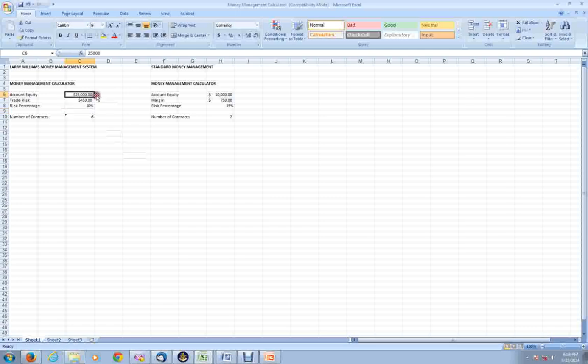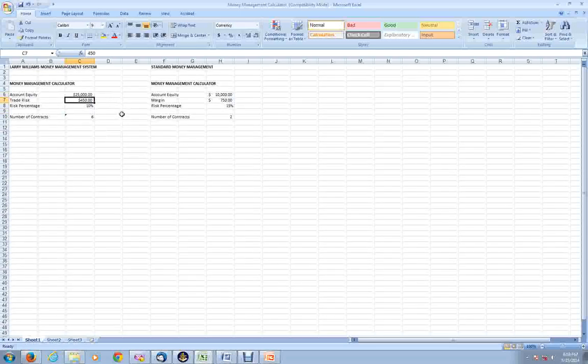The numbers that are going to be pretty standard: this is your account equity. What do you have to trade? Trade risk. What's the stop? Those are the things that are going to change on a daily basis. Your risk percentage should really never change. When you start out the year, you're going to determine how much am I willing to risk on any particular trade. 10 is fairly aggressive. You can be more aggressive than that and have a higher percentage, or lower than that, maybe 2%, 5%. It all depends on your risk tolerance level.